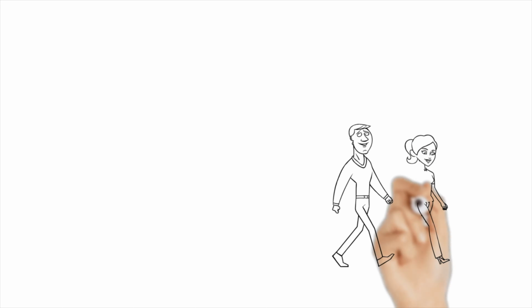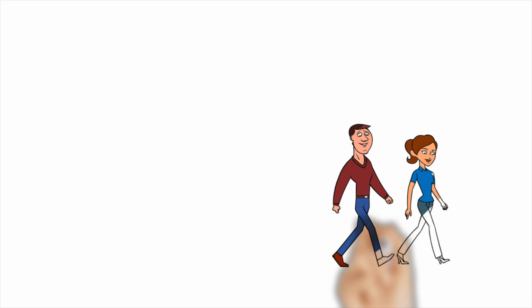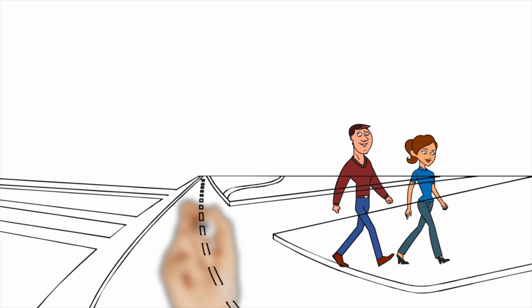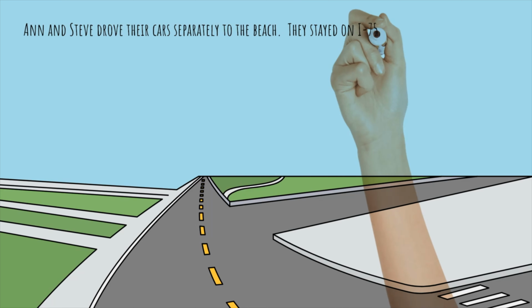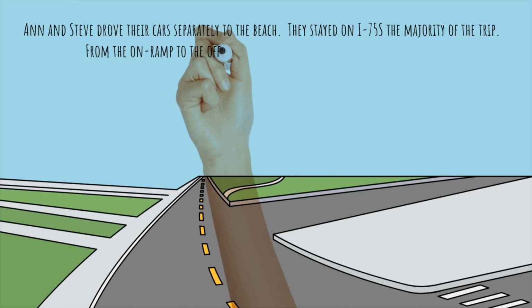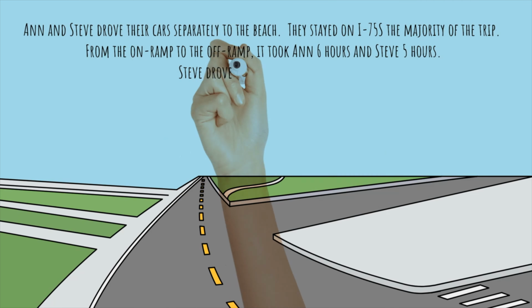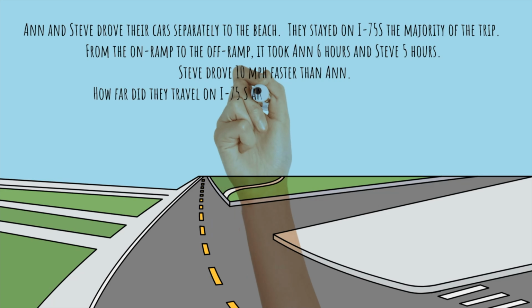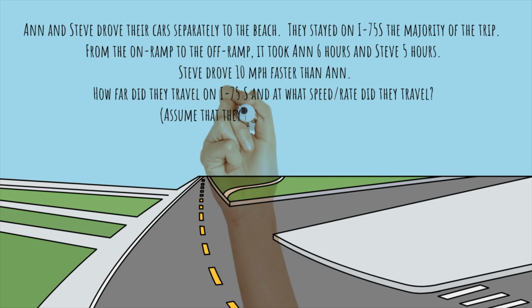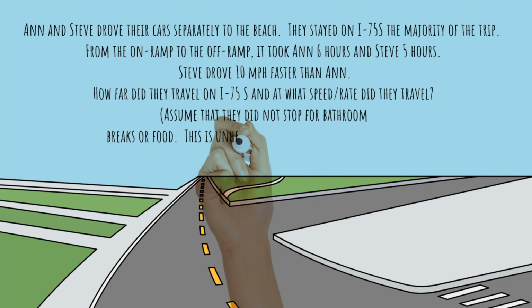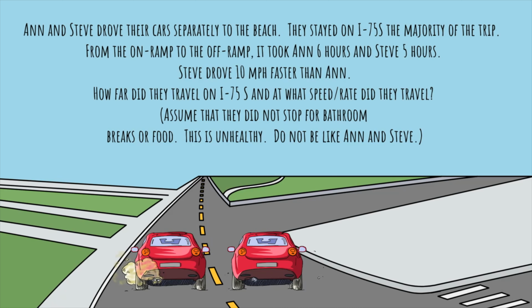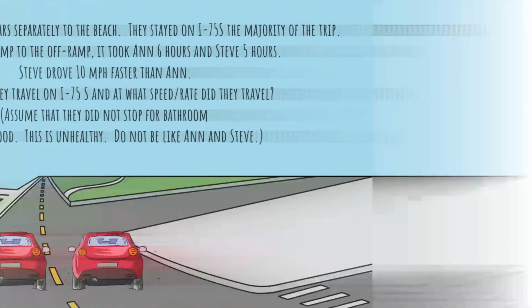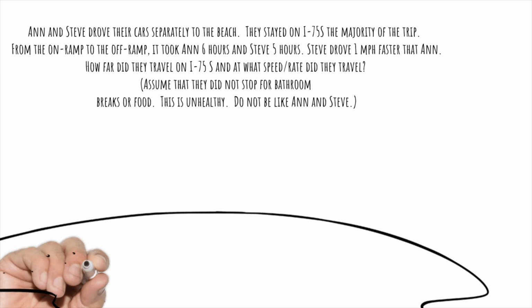Okay, so we have Steve and Ann here, and they decide that they need a beach vacation. So they decide to hop in their separate cars and drive to the beach. And they stay on I-75 South the majority of the trip. From the on-ramp to the off-ramp, it took Ann 6 hours, and it took Steve 5 hours. Steve drove 10 miles per hour faster than Ann, and we want to find out how far they traveled on I-75 South and at what speed or rate for each.